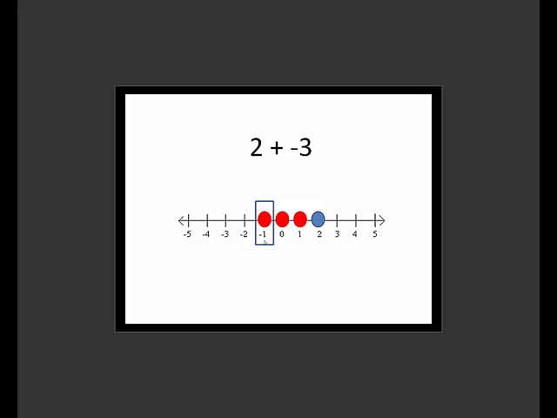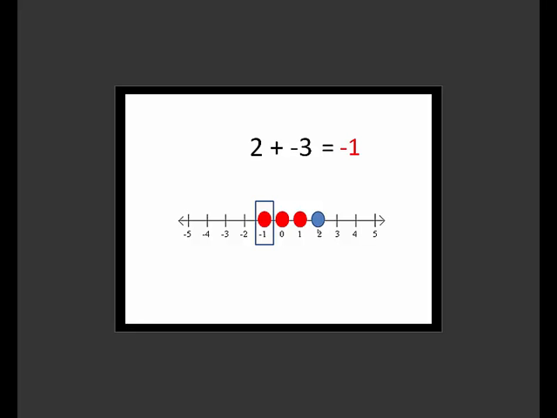And we stopped over -1. And guess what? That's our answer. It's as easy as that. So the sum of 2 plus -3 equals -1. If we were to add a positive amount to our first number, we would simply go in the positive direction.